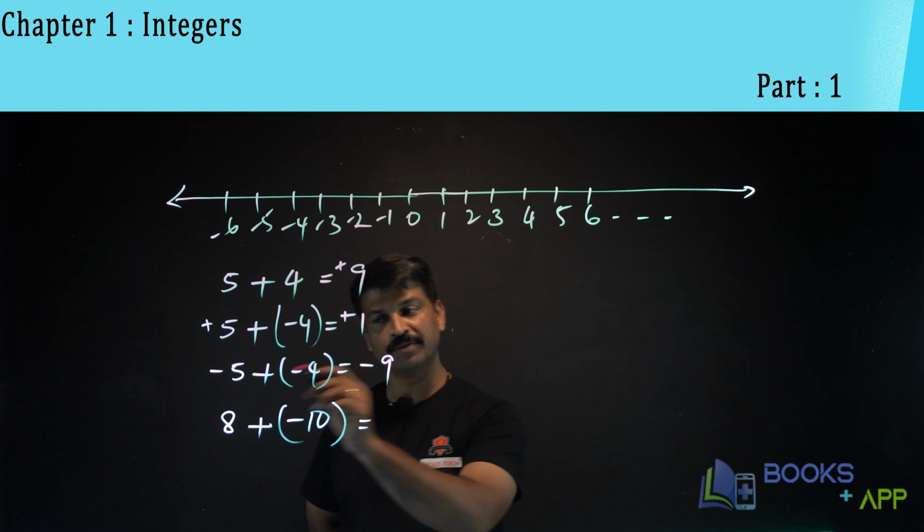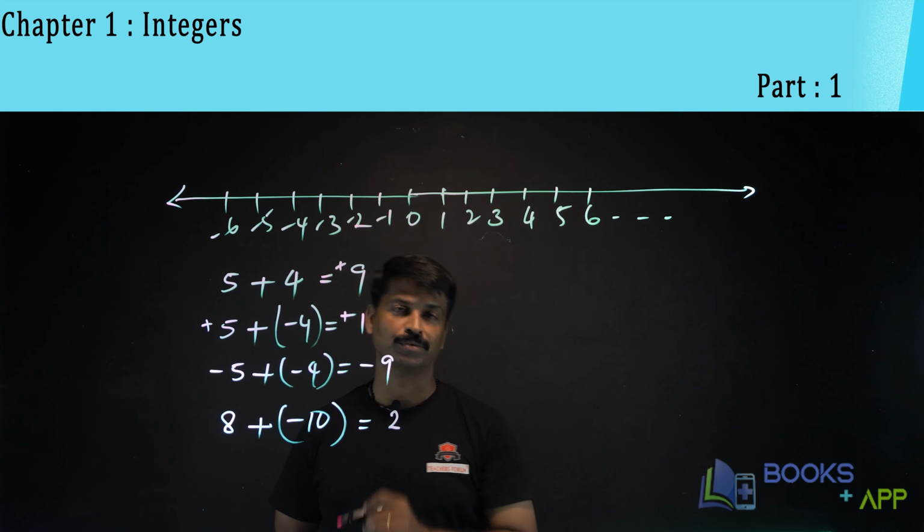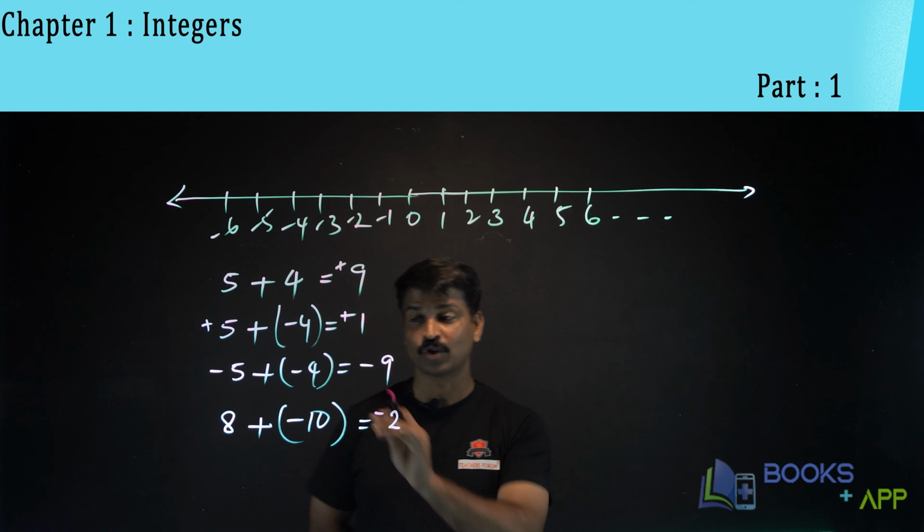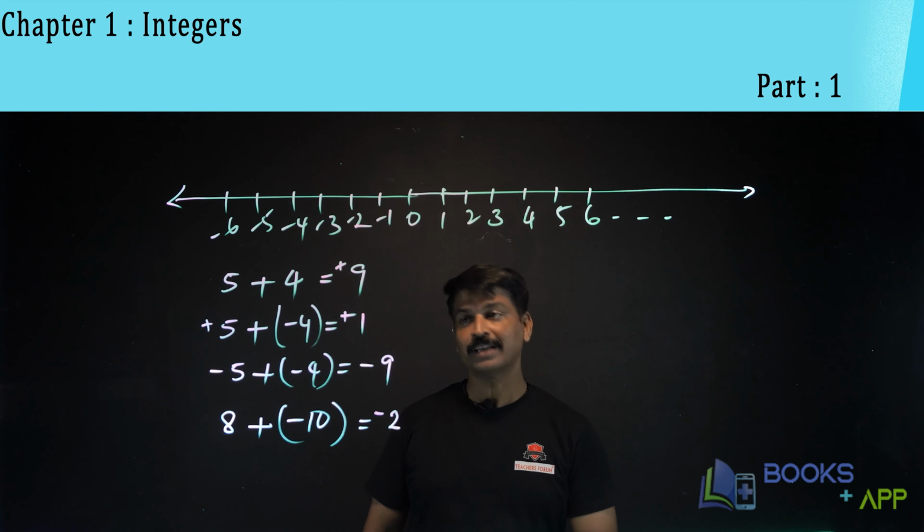So from 10 we have to subtract 8. You will get 2. Put the symbol of the greater number. The greater number is 10, so its symbol is minus. So the answer is minus 2. This is how we have to add the integers.